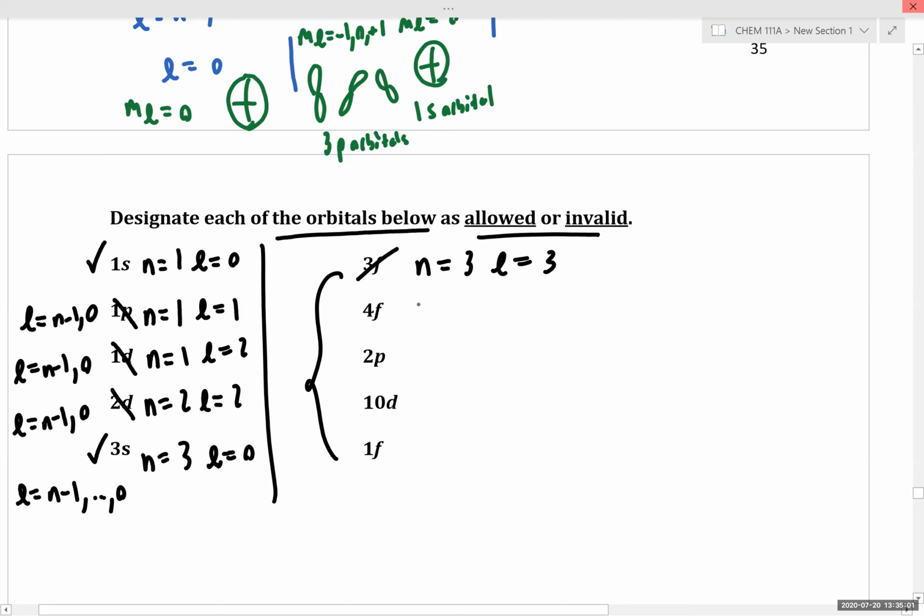Okay. What about a 4f orbital? That's n equals 4, L equals 3. If L can range from n minus 1 all the way to 0, is a 4f orbital allowed? Yes, perfect. For a 2p orbital, that's n equals 2, L equals 1. Is a 2p orbital allowed?